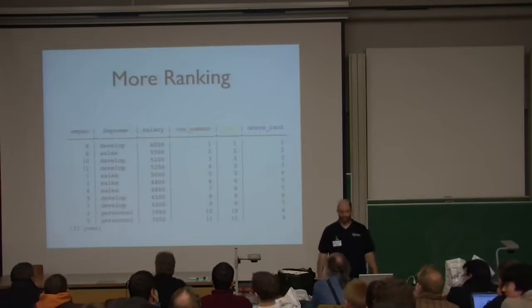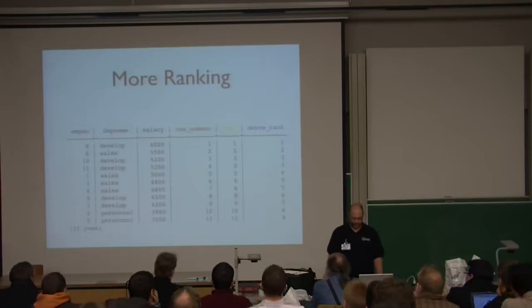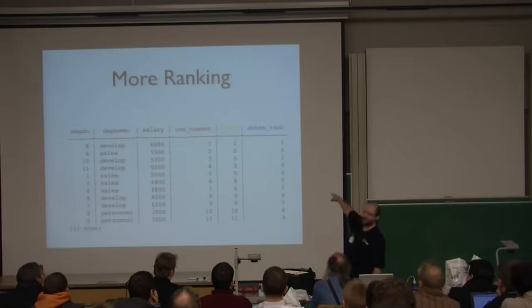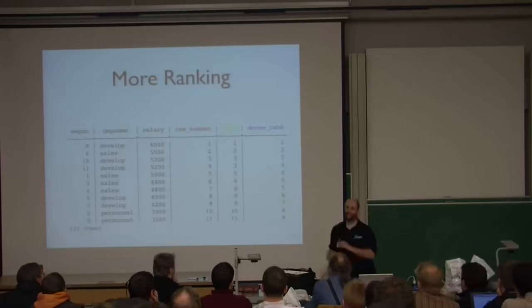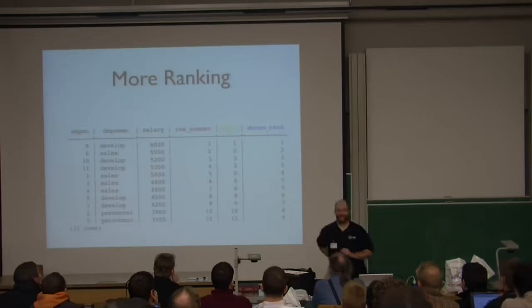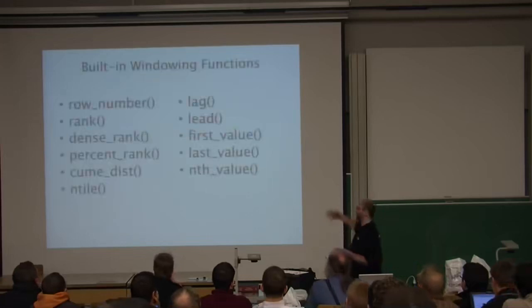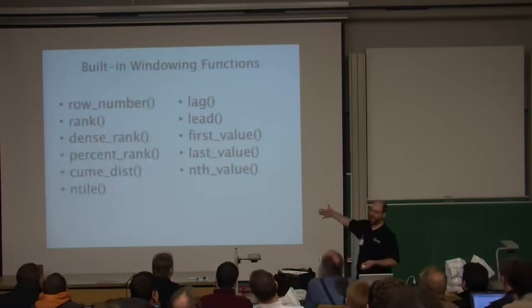Can you get 1, 2, 2, 2, 5? 1, 4, 4, 4, 5. No, you'd get 1, 2, 2, 2, 3 with a dense rank. Not dense rank. I think that's actually what it does. Oh, okay, my mistake. Thank you. It actually piles the ranks towards the top instead of the bottom. Thanks for noticing that. So here are the built-in windowing functions that got added in 8.4.